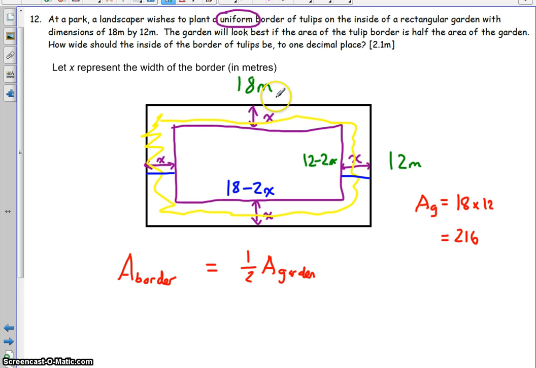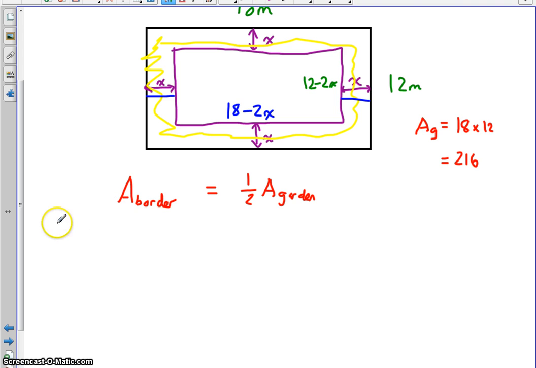So the area of just the border is going to be the area of the outside, which is 18 times 12, minus the area of the inside, which is 18 minus 2x times 12 minus 2x. So for the area of the border, I'm going to write out 18 times 12, so the area of the outside, okay, minus the area of the inside, which is going to be 18 minus 2x, times 12 minus 2x.